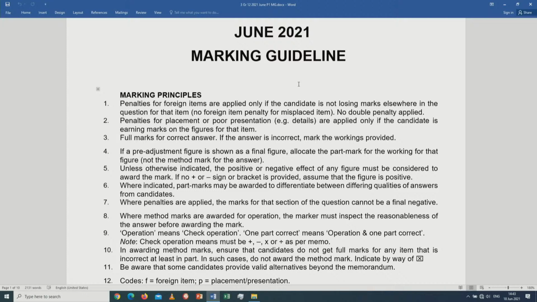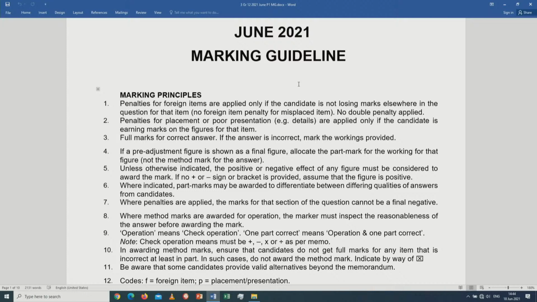Marking principle number 2: penalties for placement or poor presentation, e.g. details, are applied only if the candidate is earning marks on the figures for that item. So remember, we have placement or poor presentation of the statement, e.g. details. Like for example, in the balance sheet, learners under current assets might not write the details as expected according to the format and structure of the statement, and maybe instead of writing inventory, trade and other receivables, as well as cash and cash equivalents, maybe they write debtors control, trading stock and bank separately, which is wrong or poor presentation of the statement.